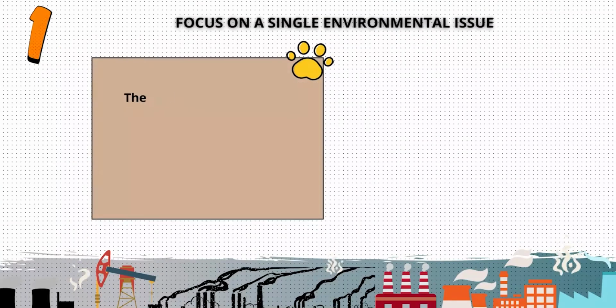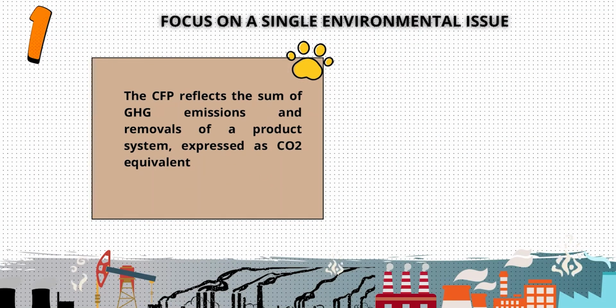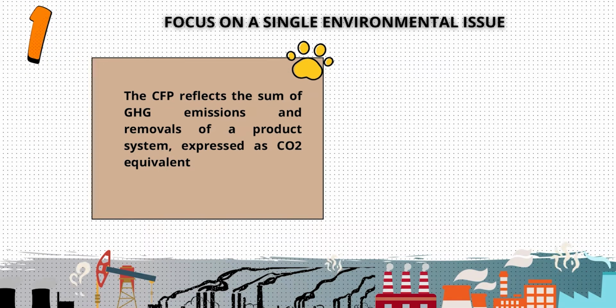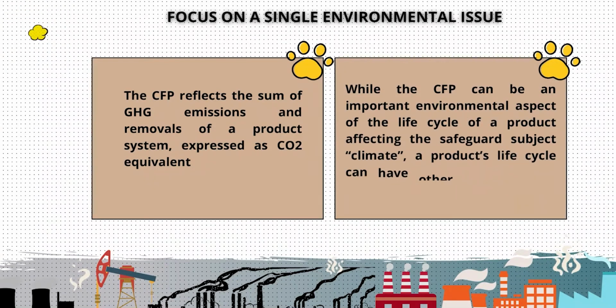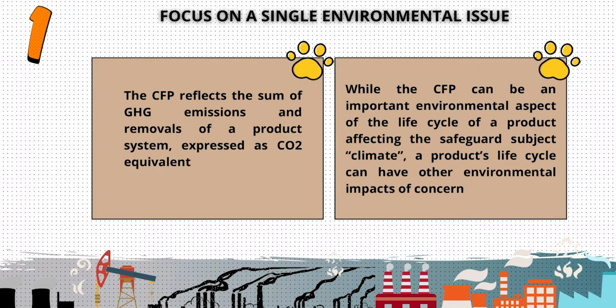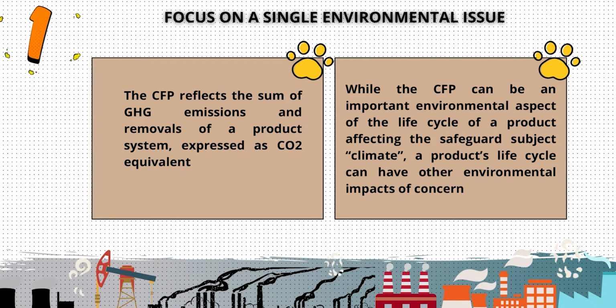In the focus on a single environmental issue, the CFP reflects the sum of GHG emissions and removals of a product system, expressed as CO2 equivalent, which are associated with raw material acquisition, the production, use, and end-of-life treatment of a product. While the CFP can be an important environmental aspect of the life cycle of a product affecting the safeguard subject climate, a product's life cycle can have other environmental impacts of concern, e.g. resource depletion, air, water, soil, and ecosystems.